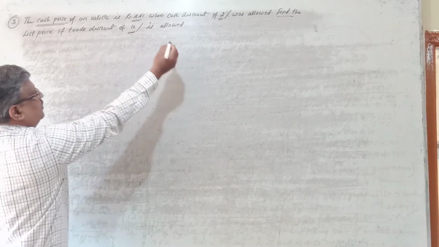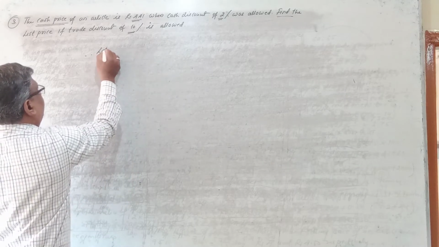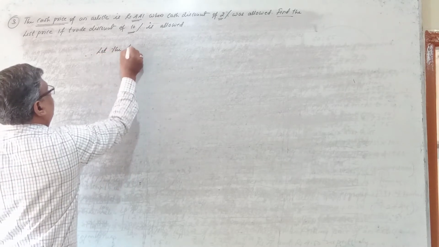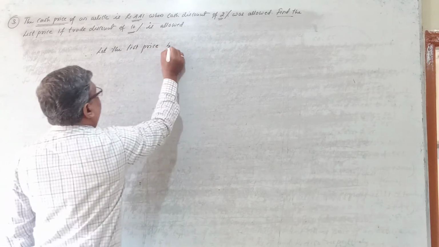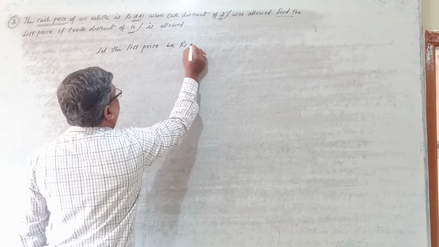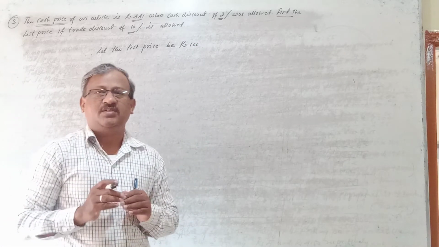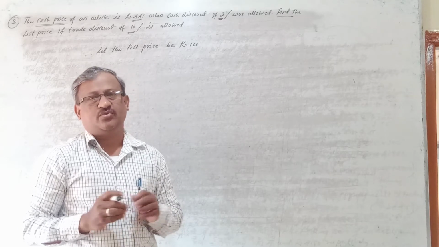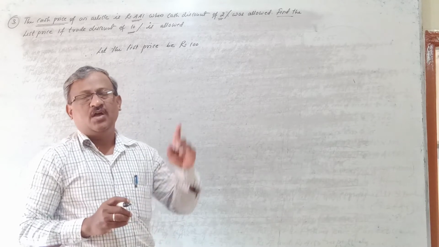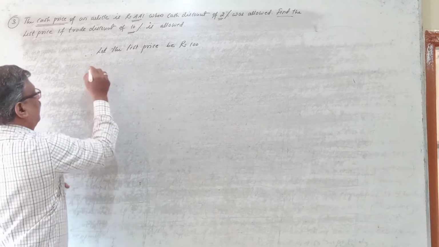So here the least price is not given, so I am going to assume the least price as 100. So let the least price be rupees 100. Now if my least price is 100, I want to determine what should be my cash price, so that I can determine it very easily, because trade discount and cash discount are already given in the problem. So let's calculate the cash price.